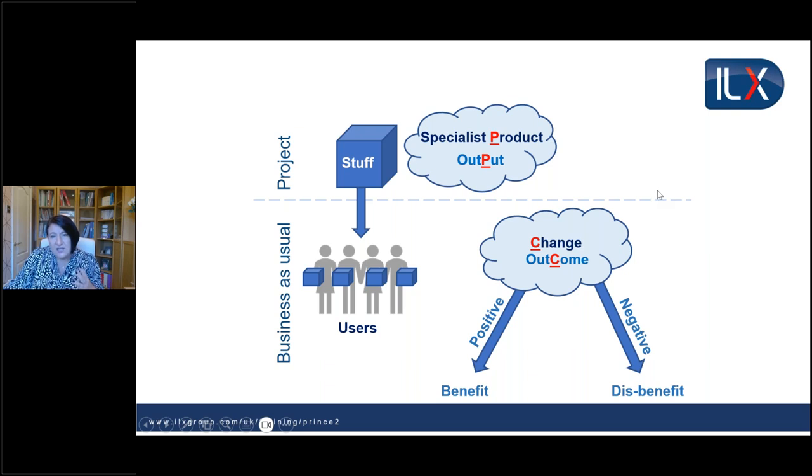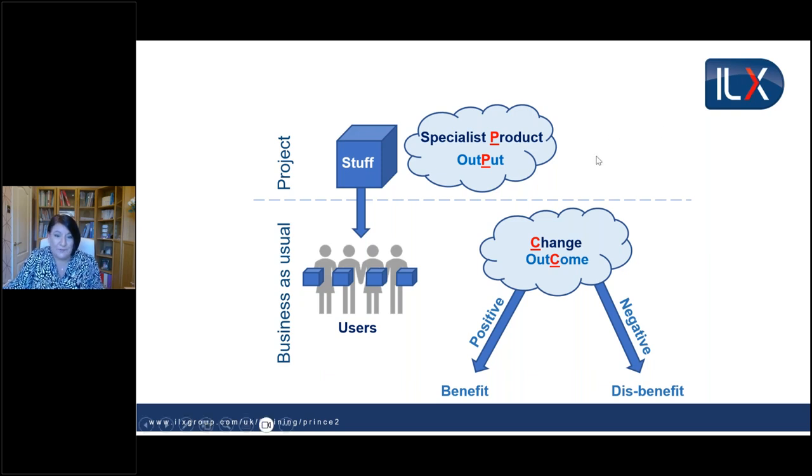Now, the terminology of outputs and outcomes, sometimes there's things that you can do really easily to remember things like this. So here I've highlighted the P in output to link into products, and the C in outcome, because the outcome is all about a change. And it's little things like that that actually helps us to remember things, and it makes it a lot easier for us to learn.